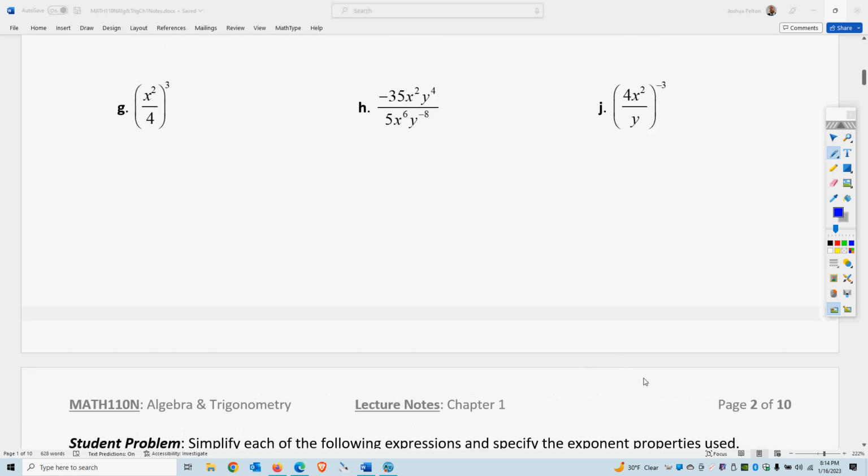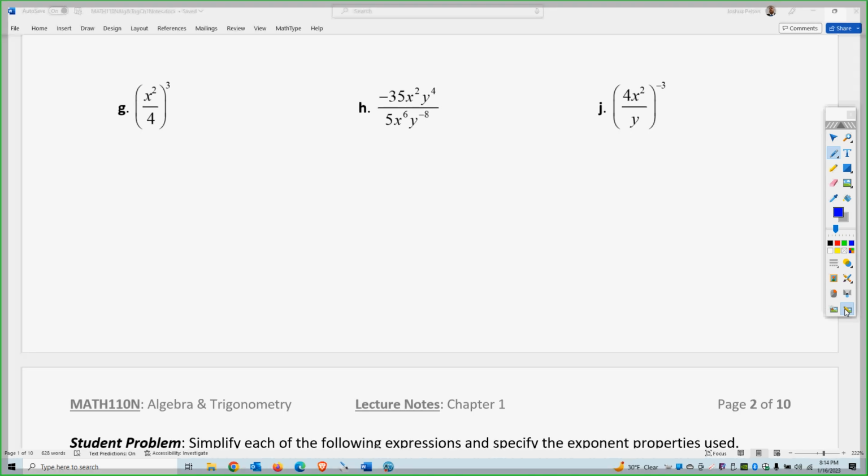Okay, so if there's parentheses, you need to apply to all of them. So keep in mind this is 4 to the first power. So power to power rules multiply. So that's x to the sixth and 4 to the third when you multiply, which gives me x to the sixth over 64. Okay. All right, next one.